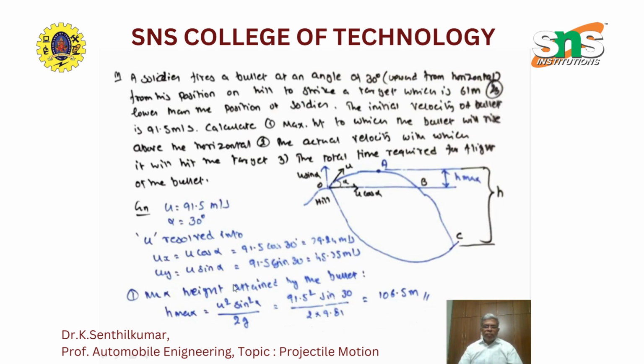Right. Now we will find h max, that is the maximum height traveled by the bullet. We know the formula which was arrived at in the previous video, u squared sine squared alpha divided by 2g. Substitute all the necessary values here and find the h max value.